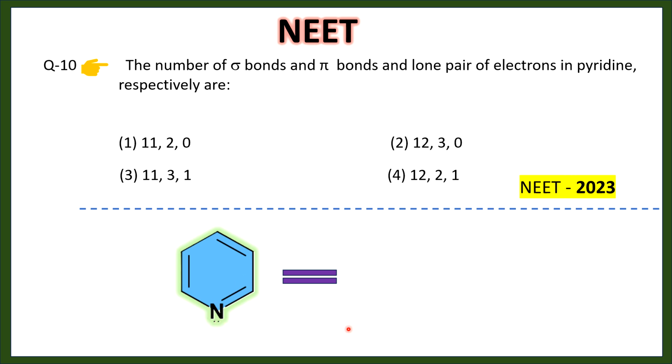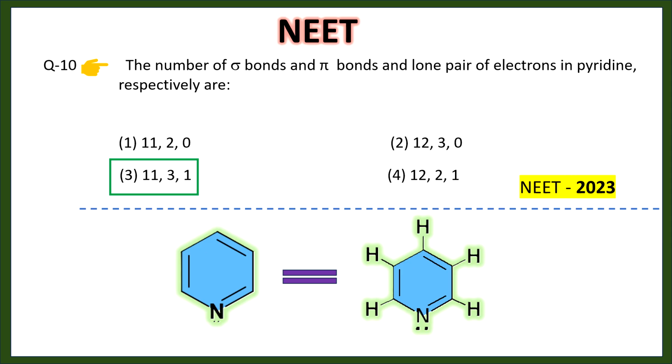But we have to look at pyridine like this. There is a C-H bond, another 5 C-H bonds. So total sigma bonds is 6 C-C plus 5 C-H, which means 11 sigma bonds, 3 pi bonds, and 1 lone pair. So here the correct option is option 3.